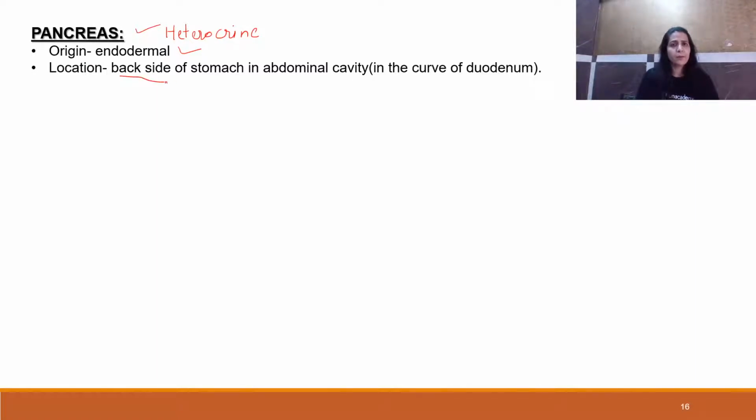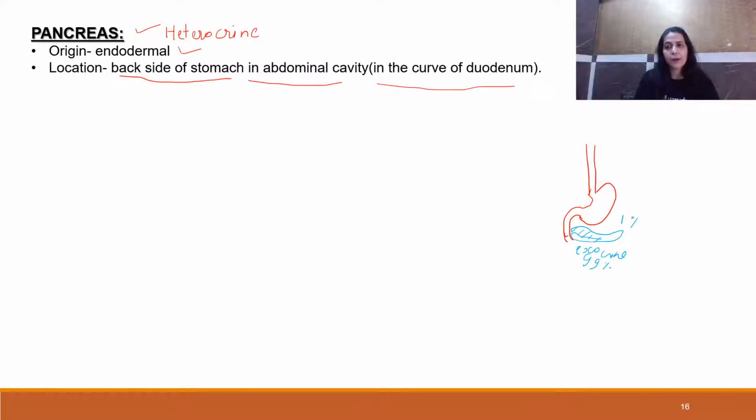Where is it present? It is present on the back side of the stomach in the abdominal cavity, in the curve of the duodenum. Suppose I have to draw this very quickly. This is the esophagus, which opens into the stomach. The stomach then leads to the small intestine. The first part of the small intestine is the duodenum, and in the duodenum there is a C-shaped curve. Here a leaf-like structure is present. This is known as pancreas. The maximum part of the pancreas is exocrine, 99% is exocrine and only 1% is endocrine. We'll come to that. But is the location clear to everyone?